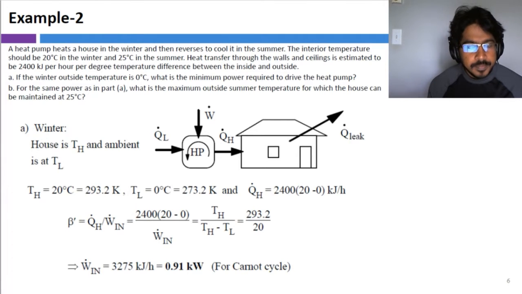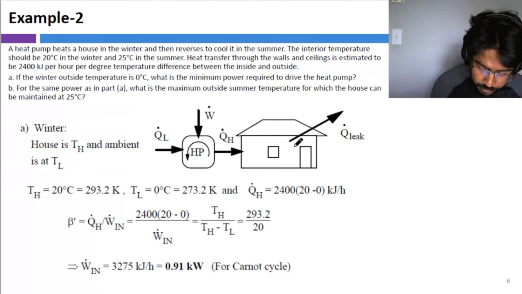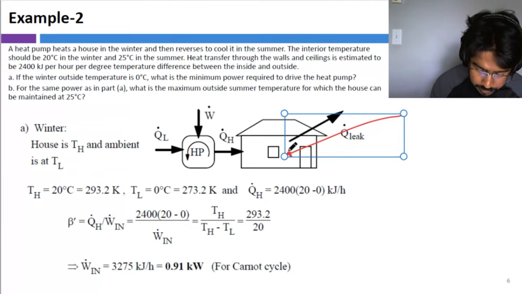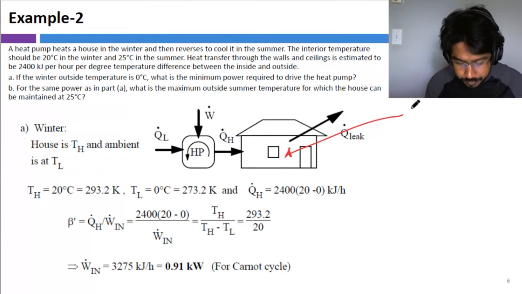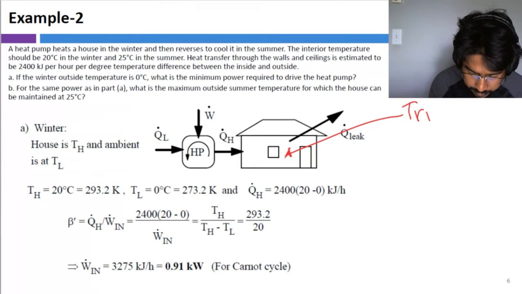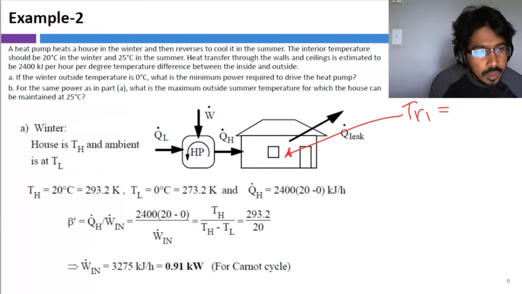So in a winter month, our priority is to heat the house. In a summer month, our priority is to cool the house. So depending on that, we can pick which mode we want to use our heat pump, right? The interior temperature should be 20 Celsius in the winter. So the first part is about a winter month. According to the question, the interior temperature T room 1, let's say TR1, equals 20 Celsius.